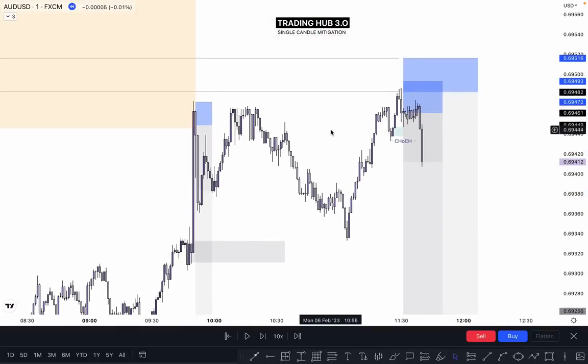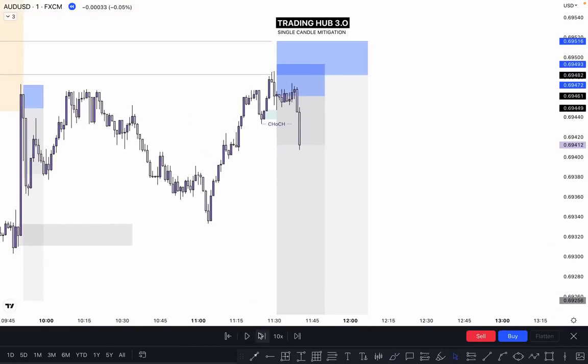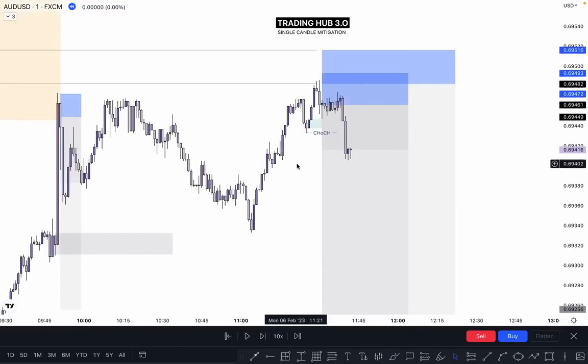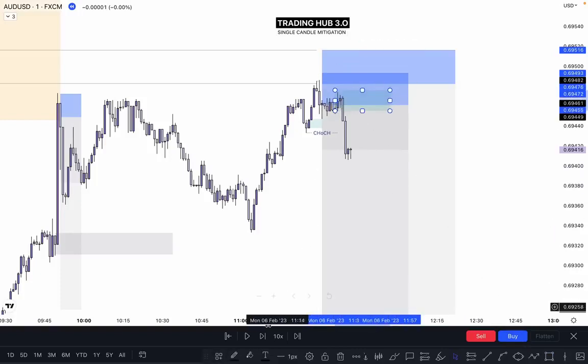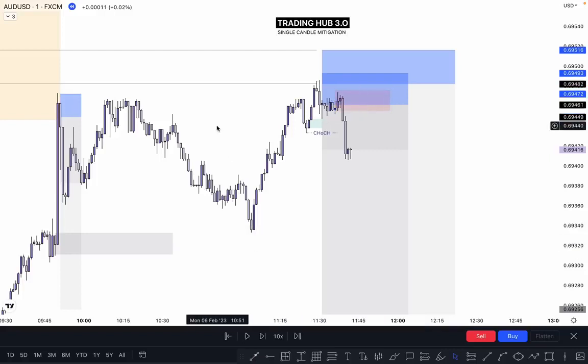So let's see what happens next after this one. Okay, all right, market broke this change of character and broke this flip, and market created this supply zone at this point. Right now, you simply have to wait for it to create inducement before the entry.